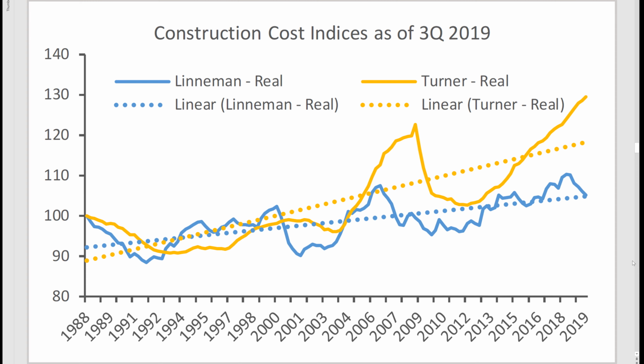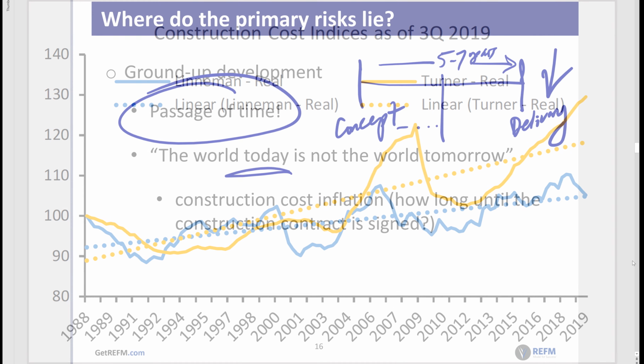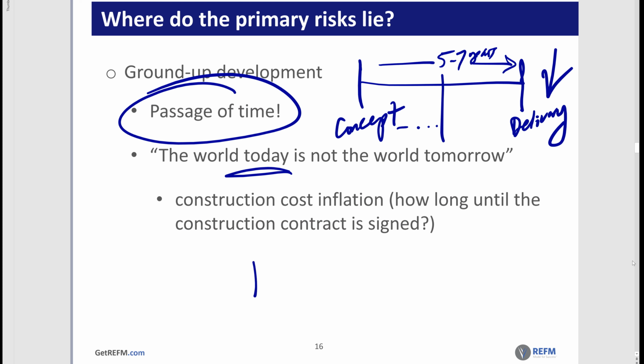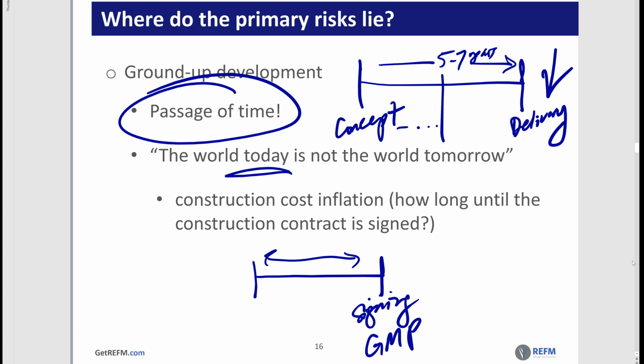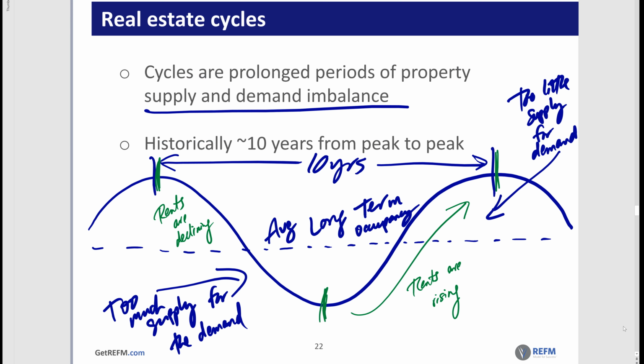And again, if it's going to be a span of years between when you are running your pro forma for the first time and when you're signing that GMP, Guaranteed Maximum Price contract, let's say, there's a lot that can happen in that span of time in terms of cost inflation. This is the general dynamic that has been experienced over and over again in the commercial real estate markets.